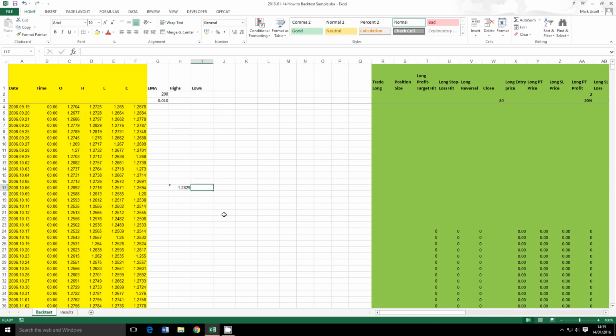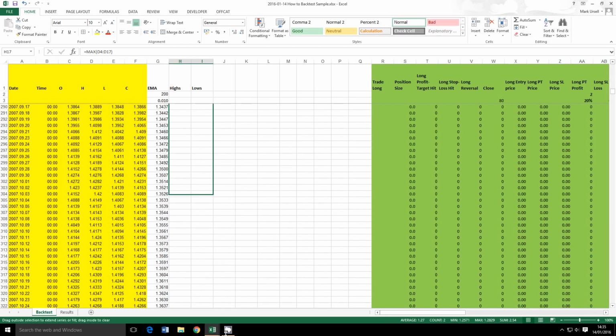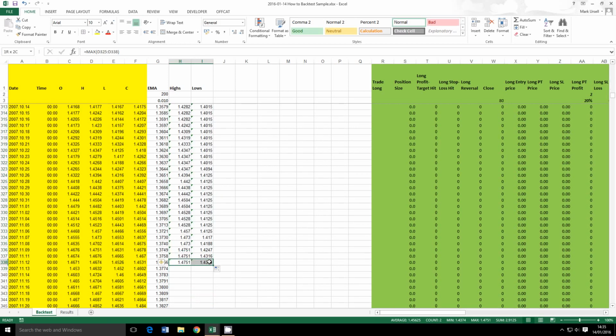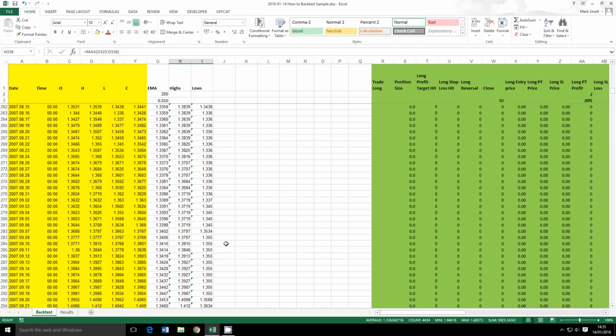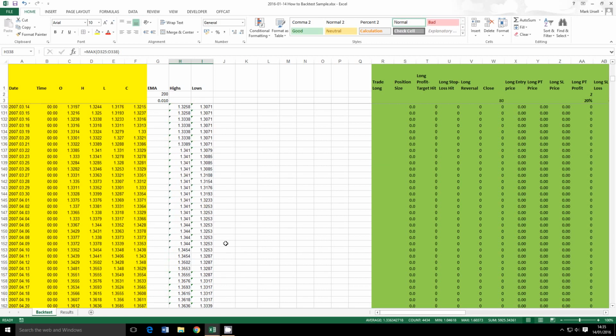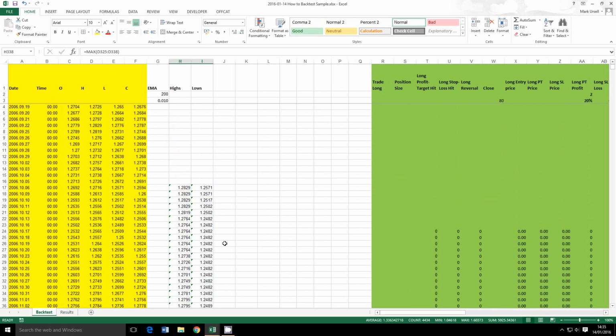Okay, so the first thing we need for the stochastic oscillator is the recent highs. I'm using 14 periods, which is pretty standard, and also the recent lows, again over the same 14 periods. Now I just need to drag these down a little bit, and then I can just double click and they go down automatically. Right, now we have the highs and lows.